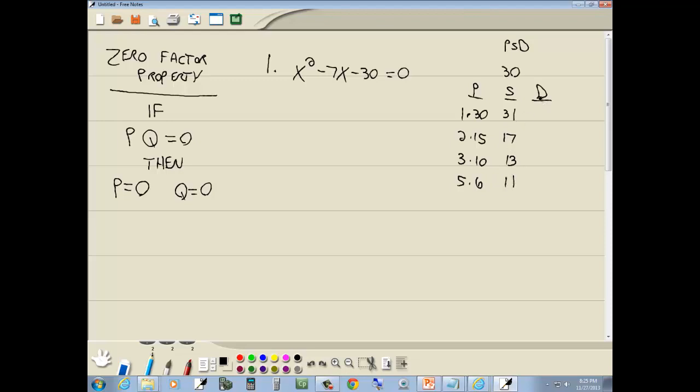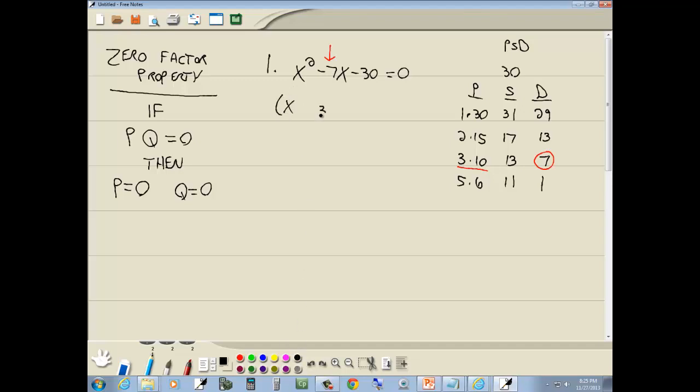The D stands for difference. We'll subtract smaller from larger. 30 minus 1 is 29. 15 minus 2 is 13. 10 minus 3 is 7. 6 minus 5 is 1. The number we're looking for is the number in our middle term, which is a 7, which is right here, which means we use 3 and 10.